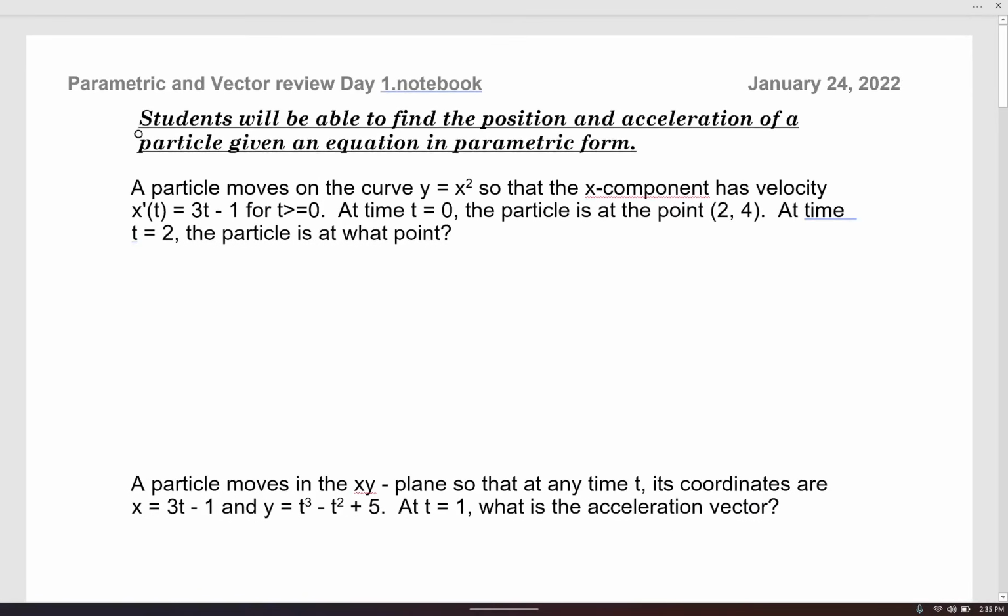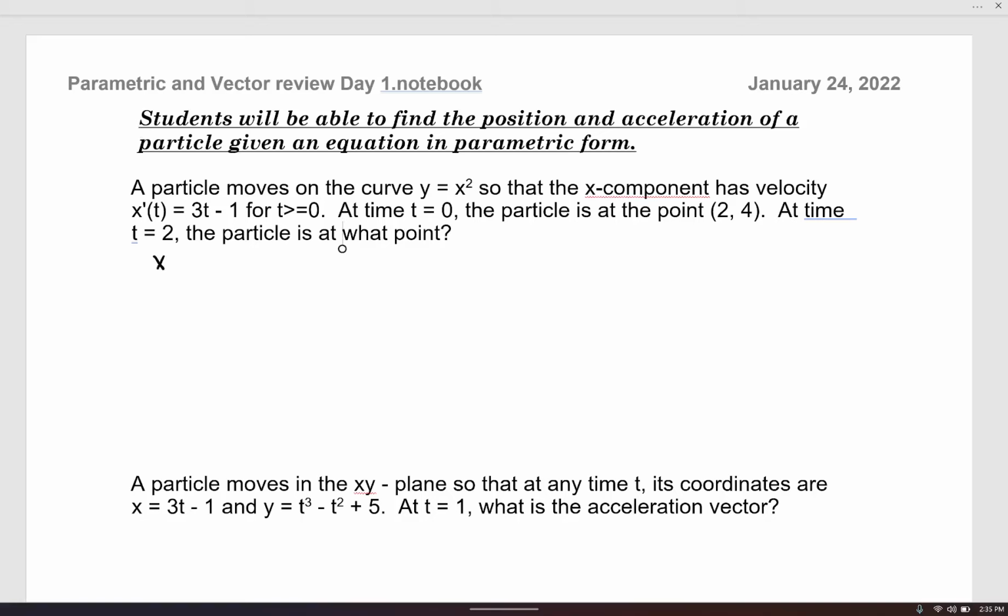Students will be able to find the position and acceleration of a particle given an equation in parametric form. The particle moves on the curve y equals x squared, so the x component has velocity of 3t minus 1, and for t greater than or equal to 0, at time t equals 0, the particle is at (2, 4). At time t equals 2, the particle is at what point?